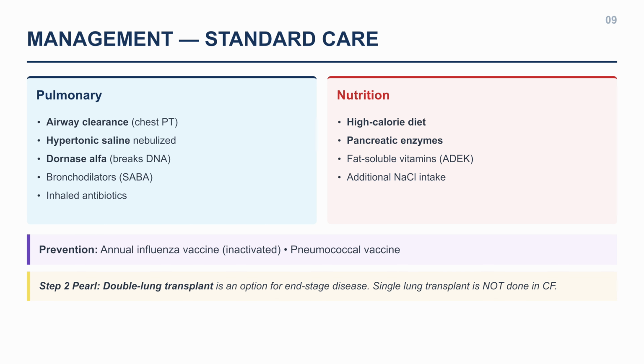For nutrition, patients need a high-calorie diet, pancreatic enzyme replacement, fat-soluble vitamins A, D, E, and K, and extra sodium chloride intake. Prevention includes annual inactivated influenza vaccine and pneumococcal vaccination. Step 2 Pearl. Double lung transplantation is an option for end-stage lung disease. Single lung transplant is not performed in CF because the remaining native lung would infect the transplanted lung.